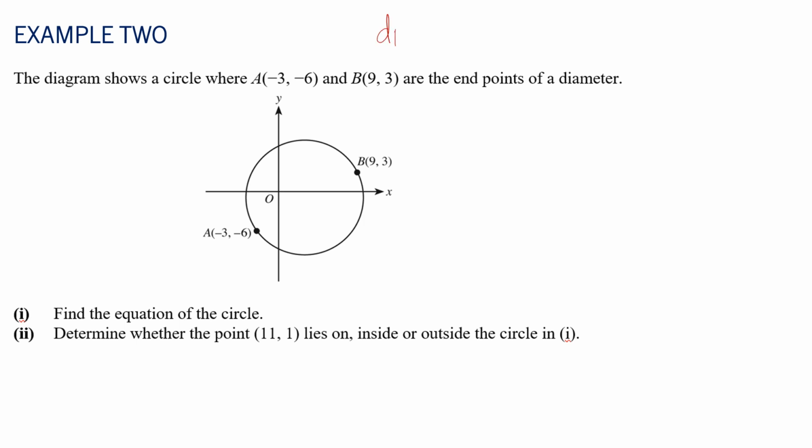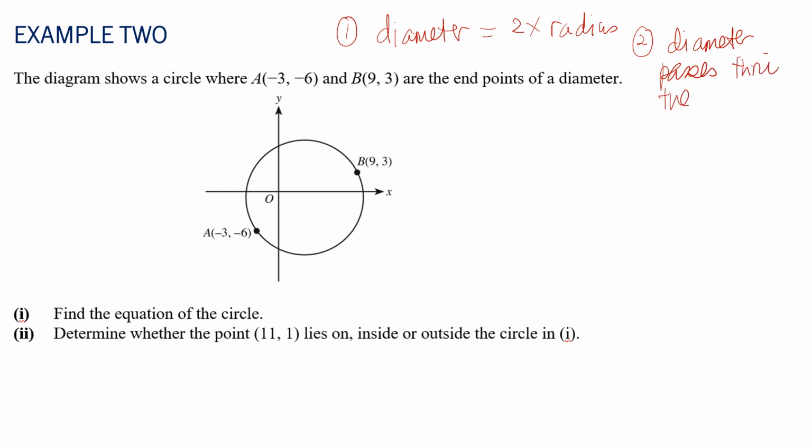Right, so diameter is actually twice the radius. So 2 times the length of the radius will give you the length of the diameter. Okay, that is one observation. The second observation is the diameter actually passes through the center of the circle. All right, so with these two observations, now we can go and work out our solution.